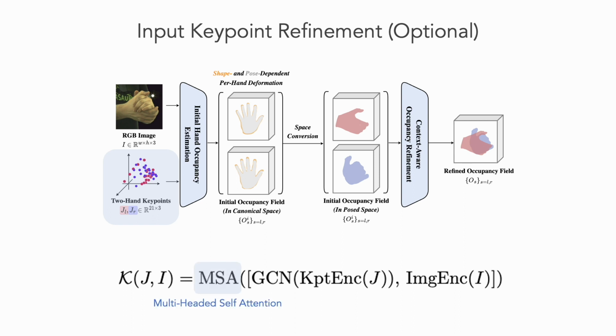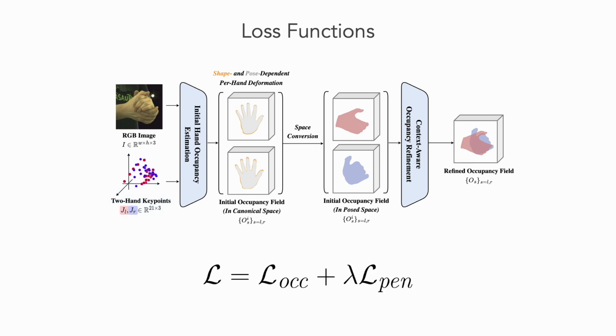Here, the refined key points are estimated via multi-head attention between key point features encoded using a graph convolutional network and the input image features. To train our network, we consider two loss functions, occupancy loss and penetration loss. Both of our networks are trained using occupancy loss, which is an MSE loss computed using the ground truth occupancy supervision. Our context-aware occupancy refinement network is additionally trained using the penetration loss, which penalizes the refined two-hand occupancy values that are estimated to be occupied in both hands at the same query position. The lambda is a hyperparameter to control the weight between the two loss terms.